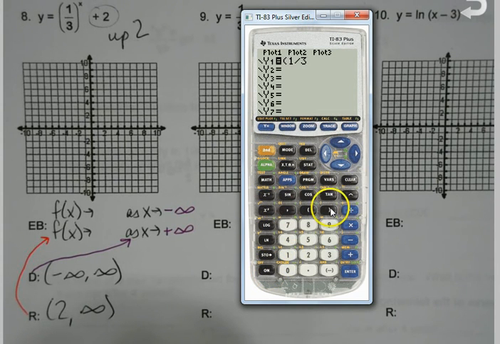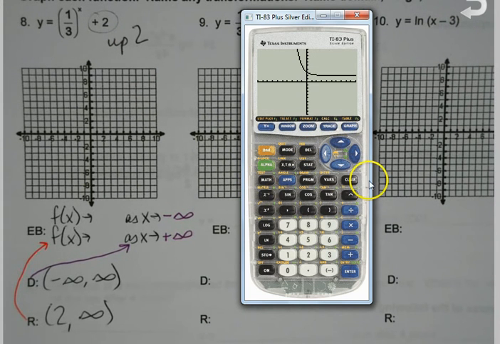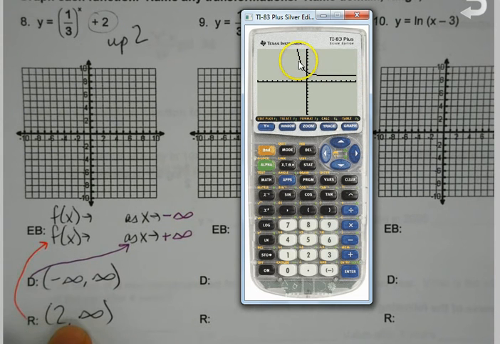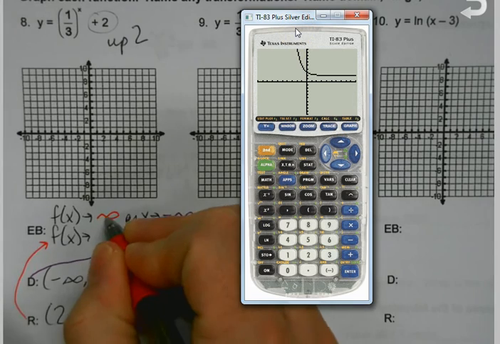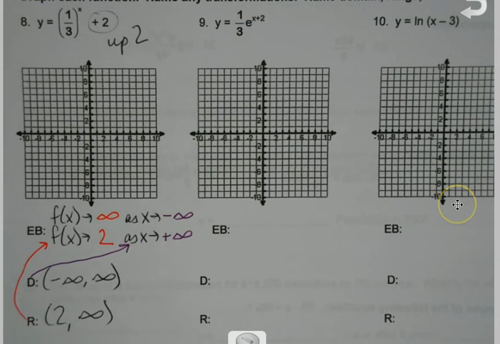So 1/3 to the x. And again, I don't want the parentheses this time because the +2 is not in the exponent. So I look at the picture. And I'm like, okay, so as x is going to -infinity, as x is going to the left, as my graph is going to the left, am I approaching 2 or am I approaching infinity? Well, since I'm going up forever, it looks like I'm approaching infinity. Which then means the other one, as I go to the right, I'm approaching y = 2. Okay, I can get the graphical that way.